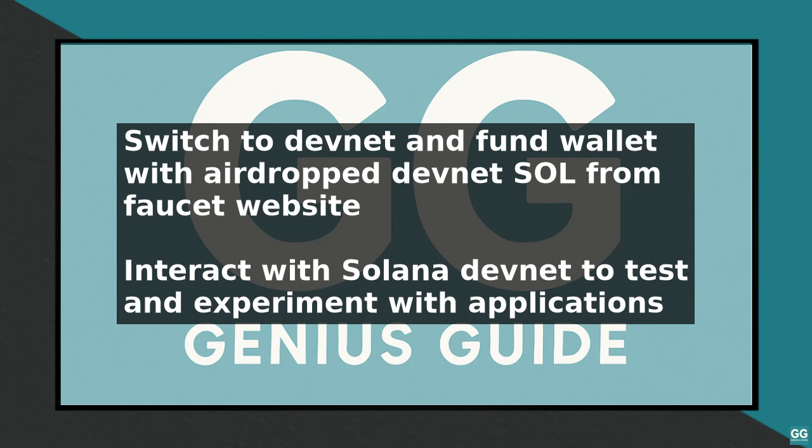To send a transaction, simply enter the recipient's address, select the token and amount you want to send, and confirm the transaction. You can also connect to Devnet applications by clicking on the Connect to App button and selecting the application you want to interact with.